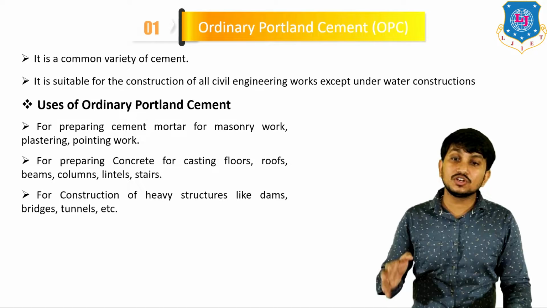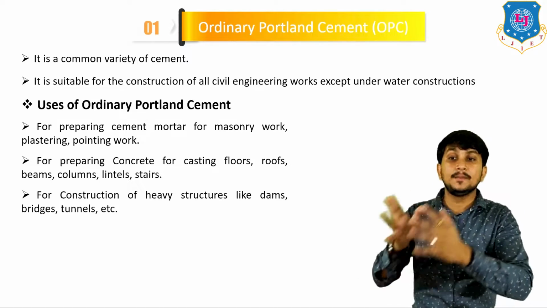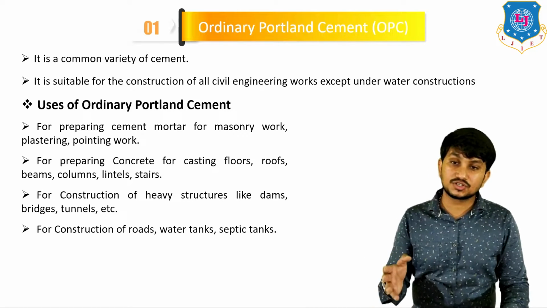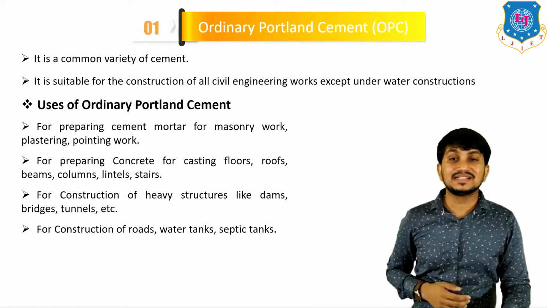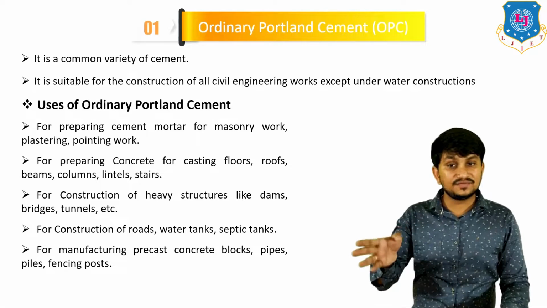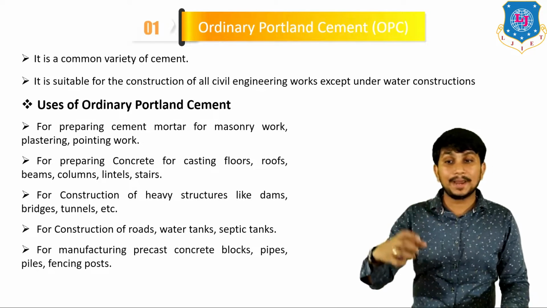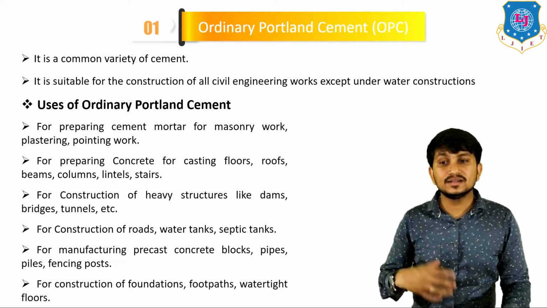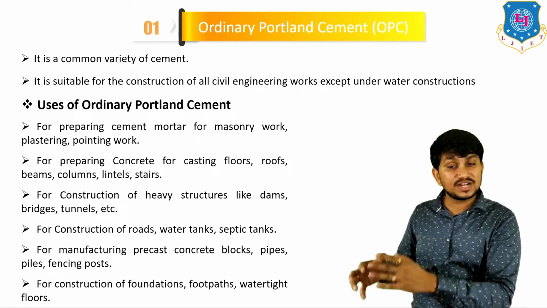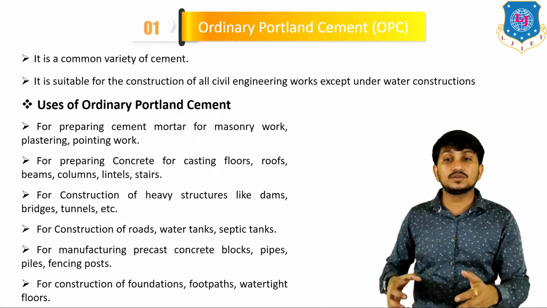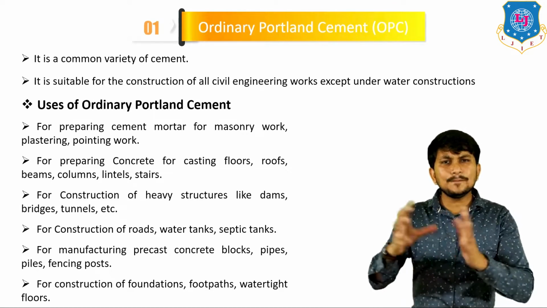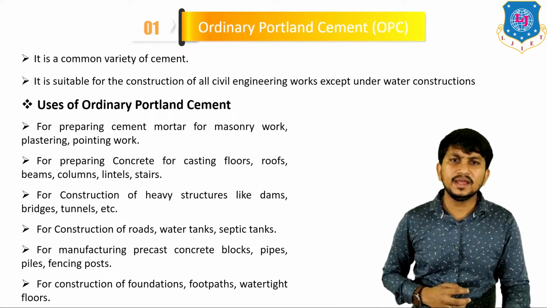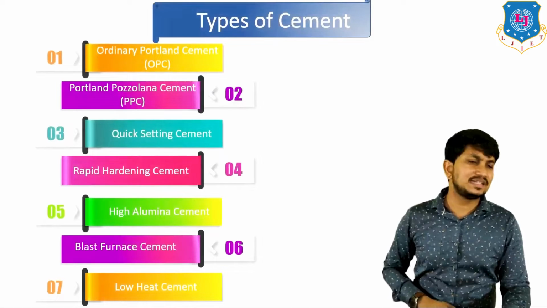It is used for construction of heavy structures like dams, bridges, tunnels, etc. It is also used for construction of roads, water tanks, septic tanks, etc. It is used for manufacturing precast concrete blocks, pipes, piles, fencing posts, etc. And it is used for construction of foundations, footpaths, watertight floors, etc. This is the simplest cement having no additional material in it. That's all about ordinary Portland cement.